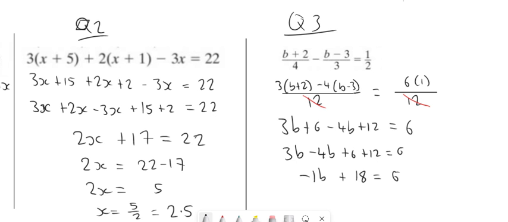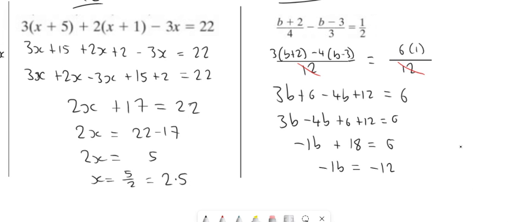I'm going to bring that 18 across and subtract it. Therefore I'm going to get minus 1b is equal to minus 12. And now we're almost right, but we don't have what b is, we have what minus b is. Therefore I'm going to bring the minus 1 across and divide it. b is equal to minus 12 divided by minus 1, and that would be 12. So b is 12.